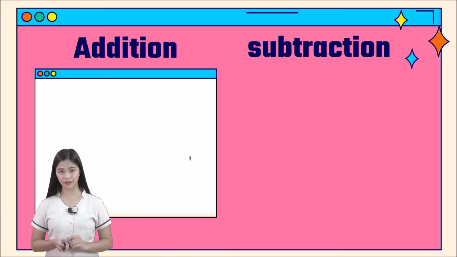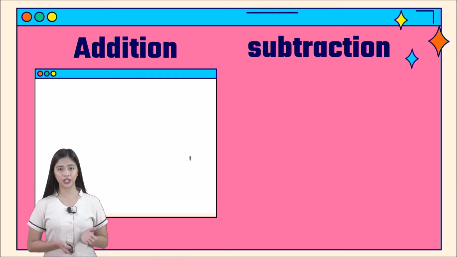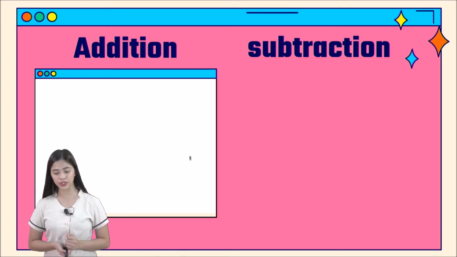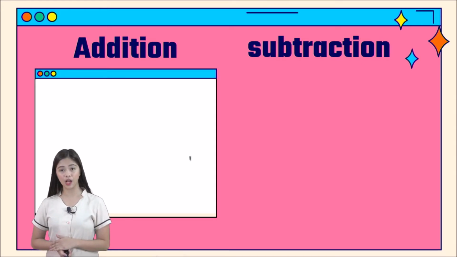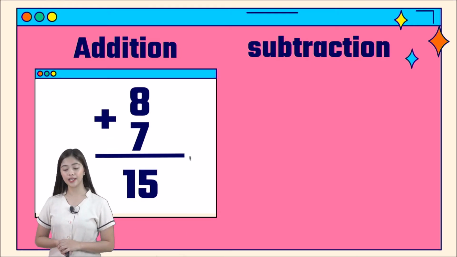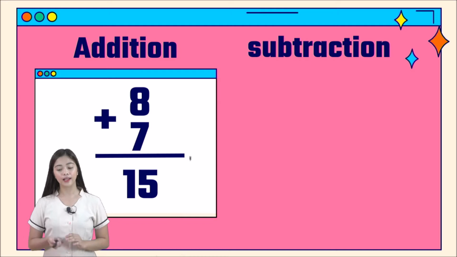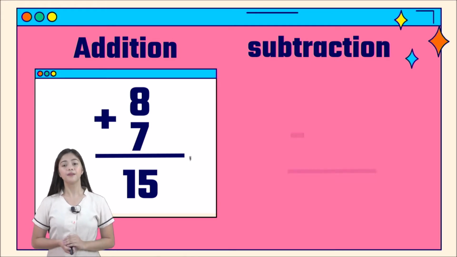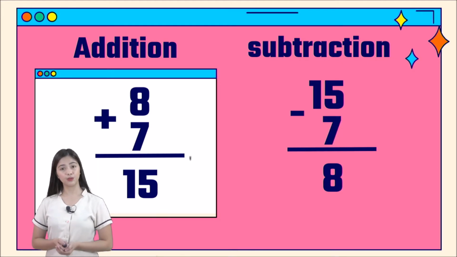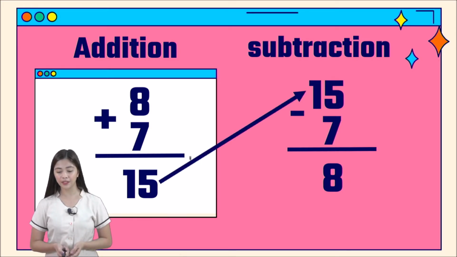Next one, let's have addition and subtraction. In the first mathematical sentence, we use addition, while in the second one, we use subtraction. So we have 8 plus 7 is equal to 15. While in subtraction, we have 15 minus 7 is equal to 8. Like what I've told you a while ago, 15 is what we call the sum in addition. And 15 will become the minuend in subtraction.